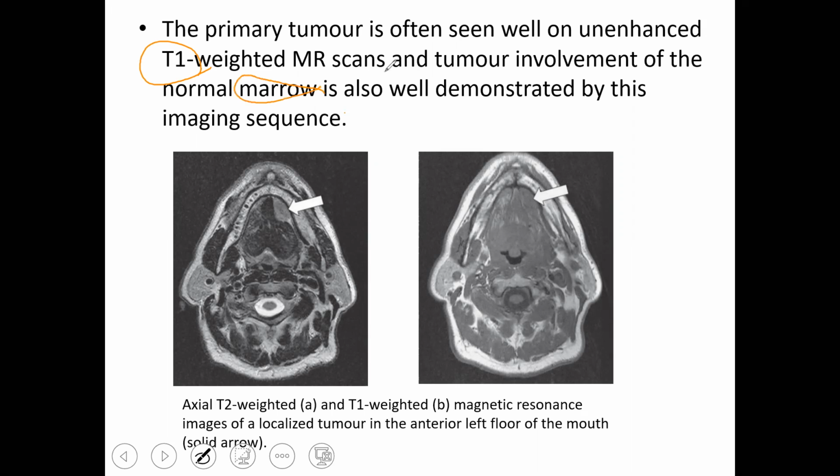So marrow can be demonstrated by T1, as you could see in this particular picture. This is the T1 weighted MR, magnetic resonance images of the anterior floor of the mouth. That is a solid arrow. So this is T1 weighted MRI and then T2 weighted MRI. T1 and T2 can help even without enhancement. You can see the normal marrow, so marrow involvement can be seen in this, and also can be understood.